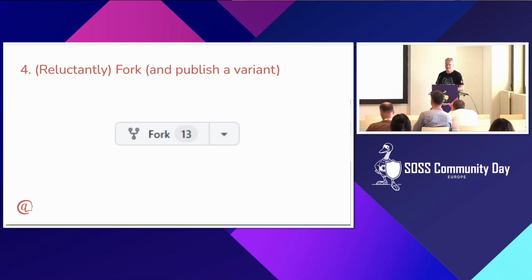But lastly, step 4, we come to this reluctantly fork and publish a variant stage. And we found ourselves having to do this a few times. And it normally happens because of abandoned packages. So somebody created a useful piece of open source, we adopted it, or it was adopted by another package that we adopted, and it's kind of way down in the dependency pile. And then, they lost interest. The company they were working for got shut down. There were all kinds of reasons for why this happens.